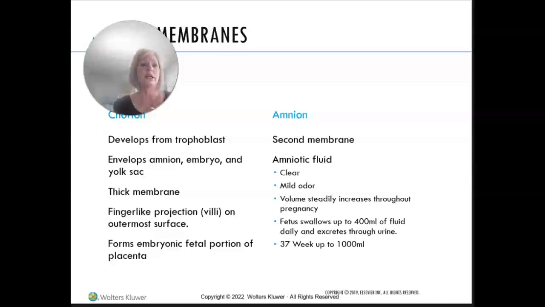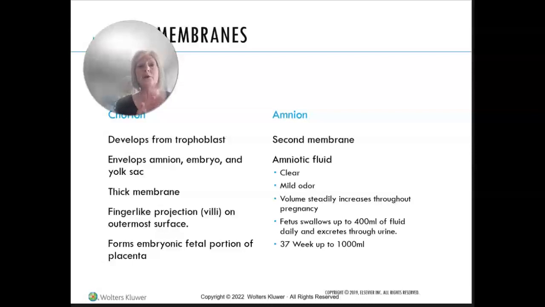The chorion is that thick membrane. This is one of the things that before a mom's ever even showing, we can go in and take a little piece of that chorion and it'll tell us everything we need to know about that baby. The amnion is the second membrane. This is where all the amniotic fluid is.